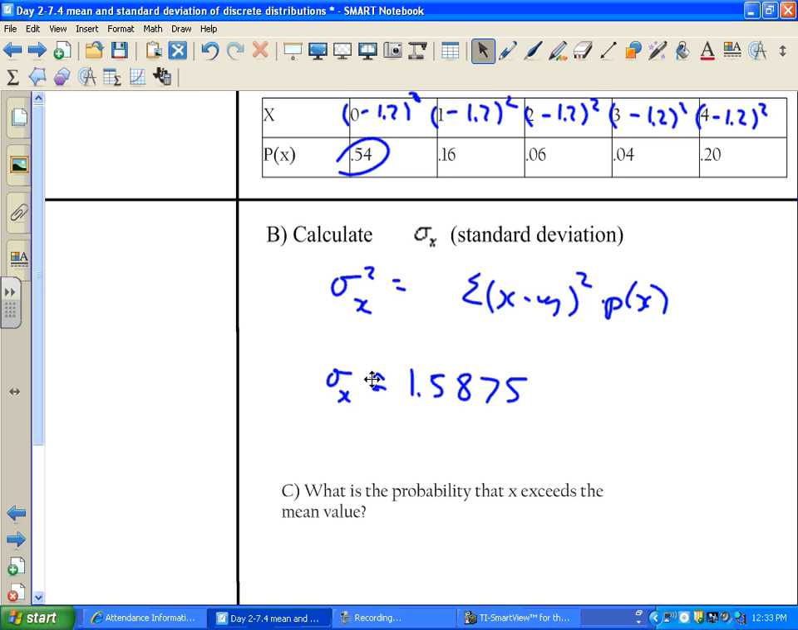Are we okay with that standard deviation then? List 3 was this. I made it. I just made list 3 equal to list 1 minus 1.2, closed the parentheses, squared it, and then multiplied it by list 2. But you don't need that list 4. Exit out of that whole thing.